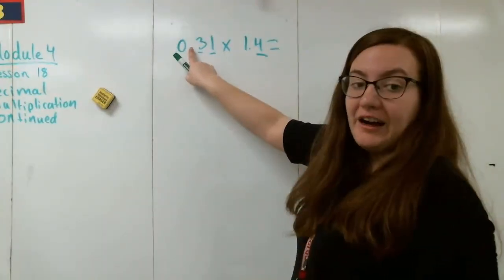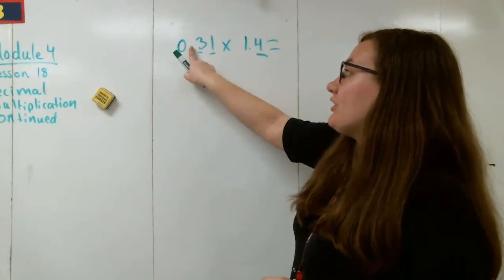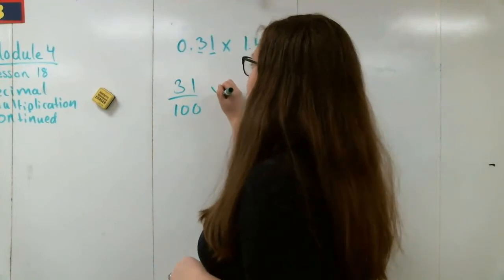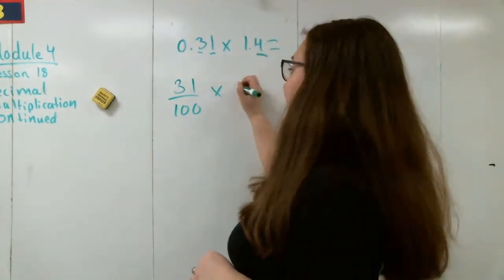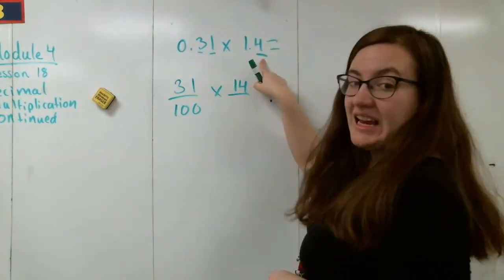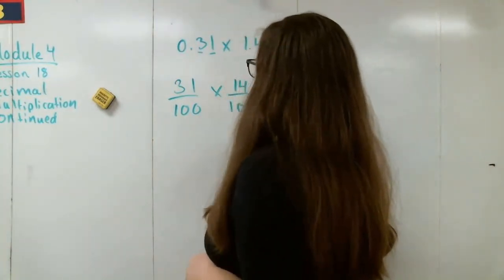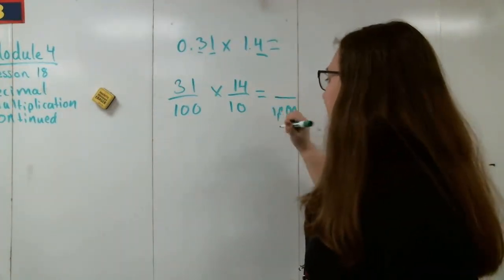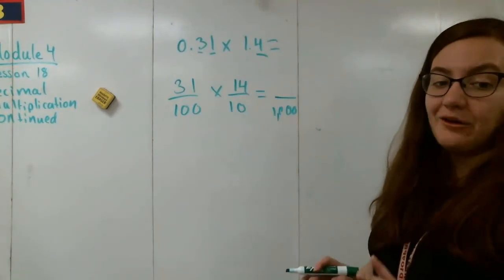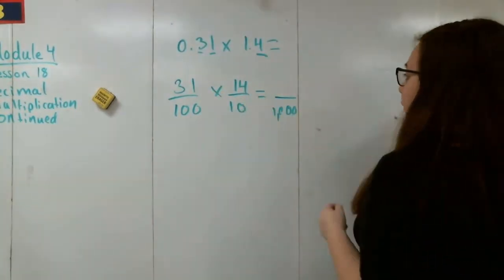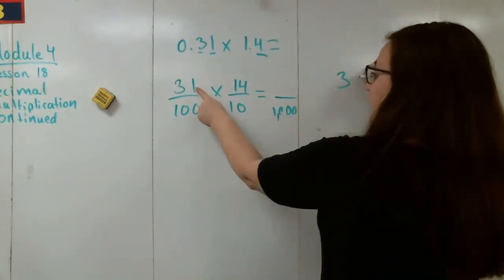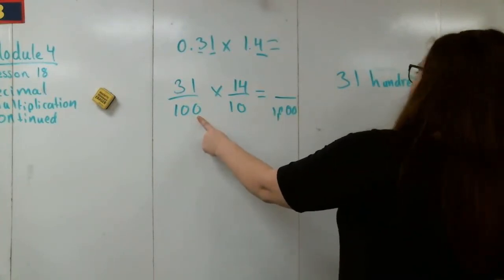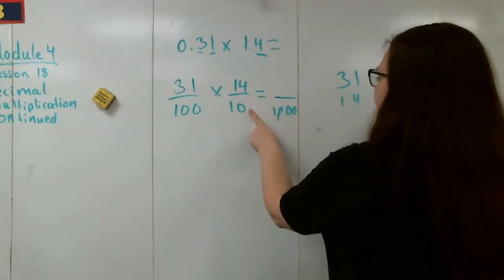So again, I rewrite this number in fractions. So I have 31 hundredths times 14 tenths. And then I know that I have 100 times 10, so that's going to give me thousandths. So that lets me know that my answer is going to be in the thousandths place. I can't really do 31 times 14, so I'm going to set up a standard algorithm. So I have 31 hundredths, and then I have 14 tenths.